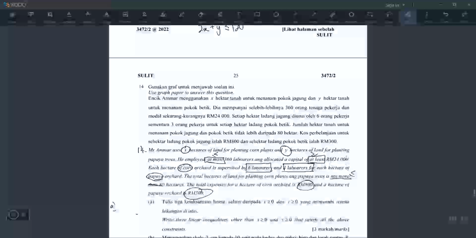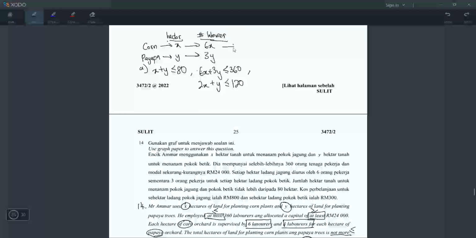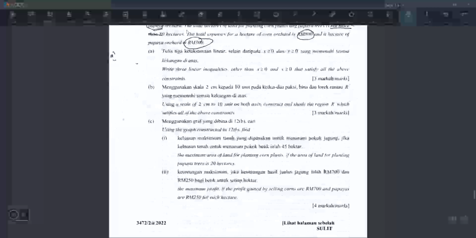Okay, what about the third inequality? I am sure it's about the RM one, the capital. So they mentioned, right? The expenses for orchard is 800, papaya is 300. So what I have to write here? 800x, 300y. This one is expenses, so RM. Because they say the total capital is how much? At least 24,000. So bigger sama dengan 24,000. And then what you can do is everything bahagi 100. So 8x, 3y, 240. Okay, so now we have our three inequalities already. So this is how you get 3 marks for part A. So for part A, sudah siap.